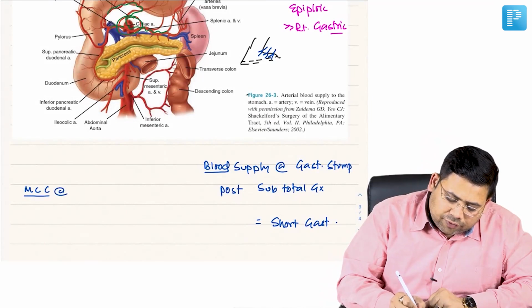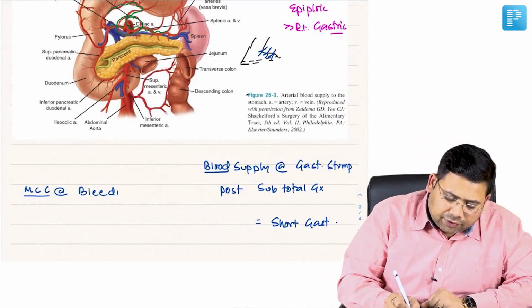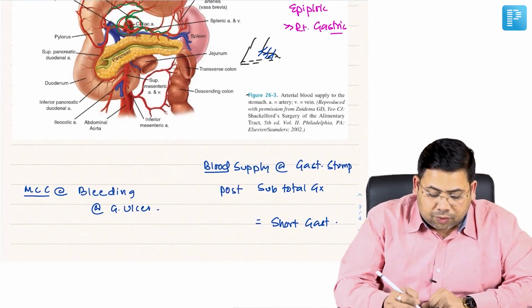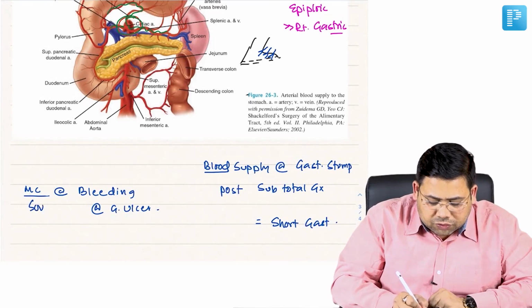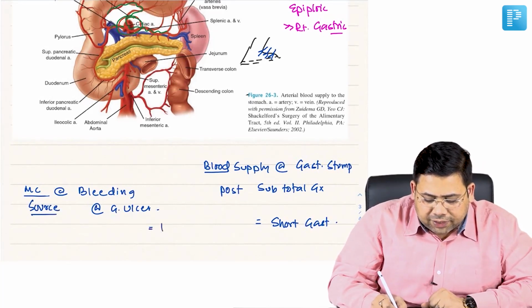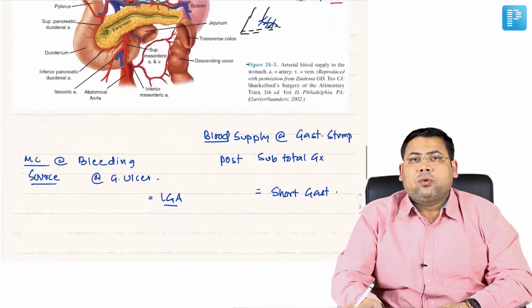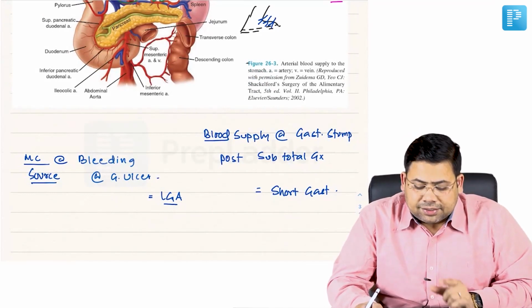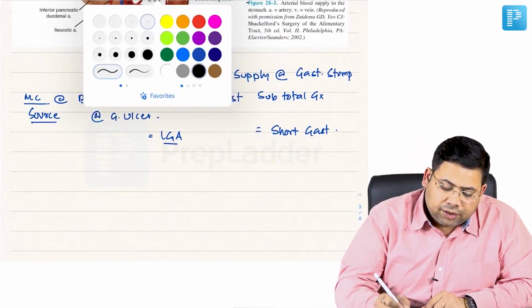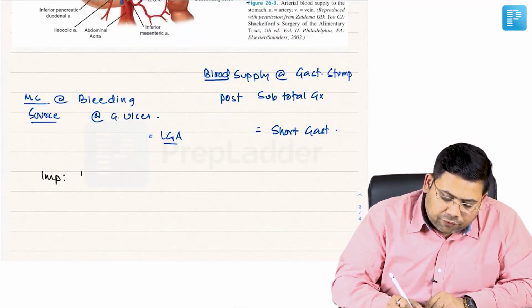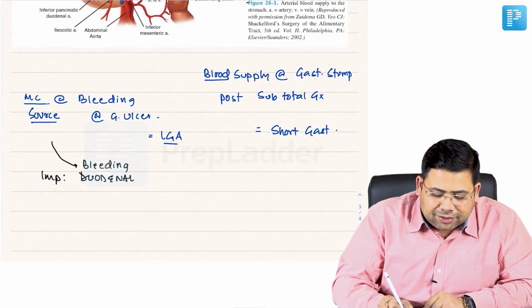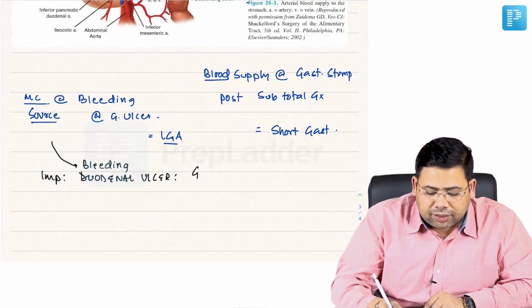Again, the most common source of bleeding in gastric ulcers. The answer is again left gastric. Students, don't get confused by saying pancreaticoduodenal or gastroduodenal; if it is a gastric ulcer it has to be this. And in case of a duodenal ulcer, if you get a question on the most common source of bleeding, the answer will be the gastroduodenal artery.